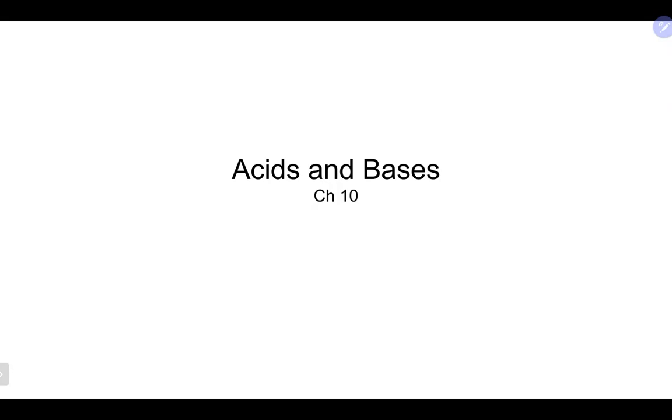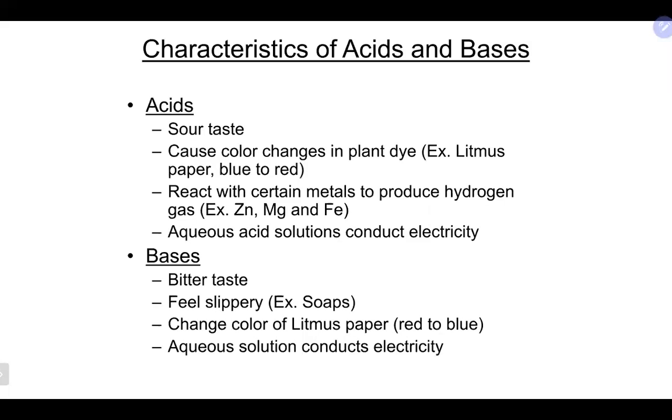So acids and bases. First off, when we talk about acids, they have a sour taste. You obviously shouldn't taste any acids or bases in the lab, but they do cause changes in litmus papers. Litmus paper is really just a plant dye. If you put your solution on litmus paper and it turns red, that usually indicates the solution is acidic. So either the litmus paper goes from blue to red, or it stays red.